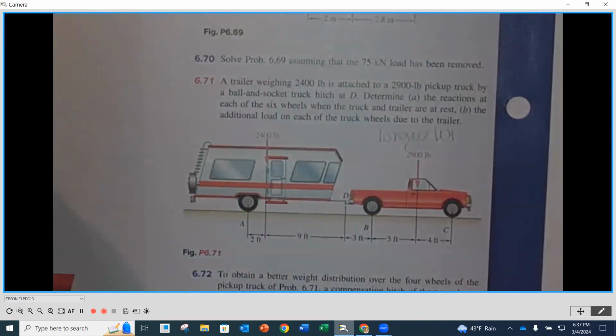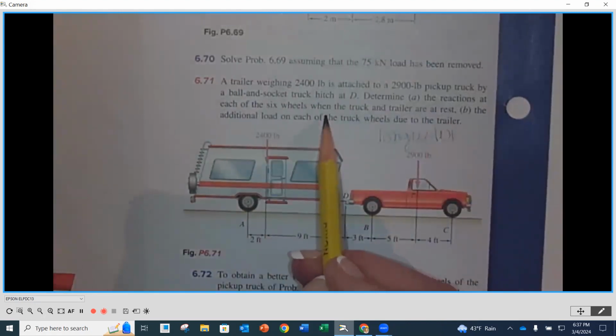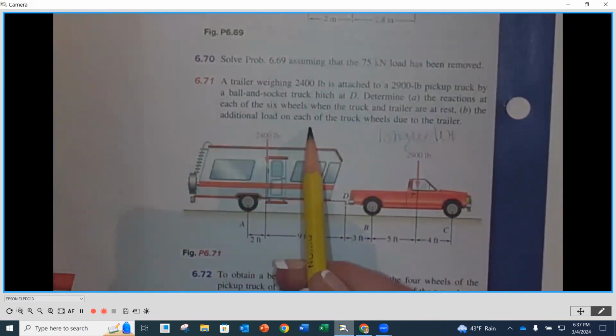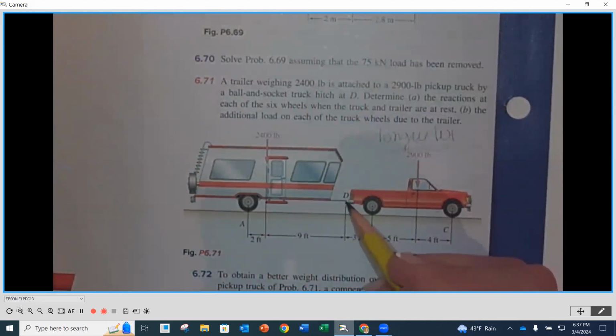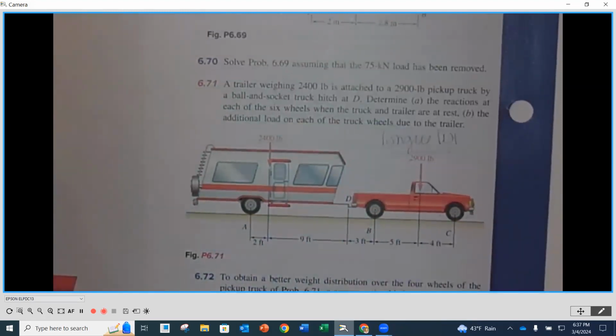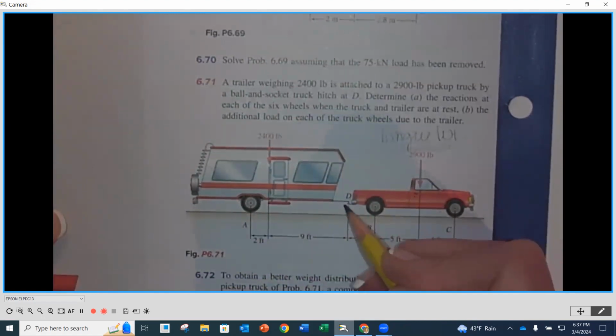Now, in this case, they're asking to determine the reactions at the wheels and the additional load on each of the truck wheels due to the trailer. This means the tongue weight. So what you want to know is what is the reaction at D that's putting the load on the truck, and that's going to be the tongue weight. So it's the same problem that we did for your homework, except they're using just a little bit different terminology in that second part. As you remember, D is considered an internal pin.